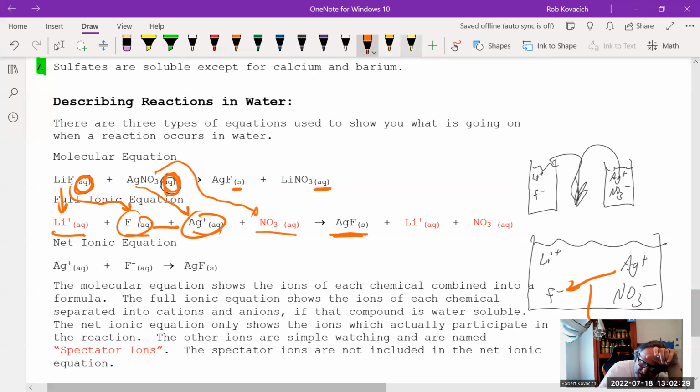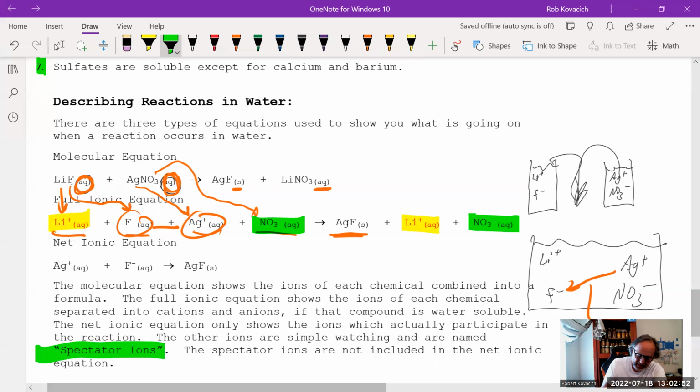But what didn't change? Well, the answer to that is this is lithium plus aqueous. Lithium plus aqueous. Nitrate minus aqueous. Nitrate minus aqueous. So the lithium and the nitrate had nothing about them change during the course of this chemical reaction. So we call those things that did not change spectator ions, meaning they sat around and watched a chemical reaction happen, but they themselves did not partake in that chemical reaction. Okay, so that answers our question about what actually happened, which is what the net ionic equation is.